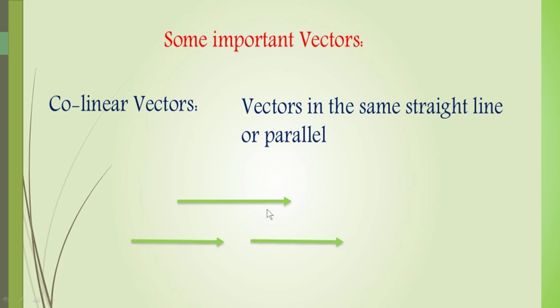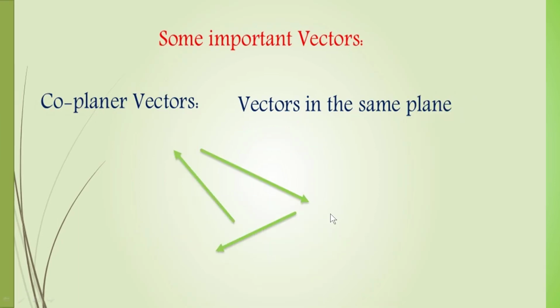Collinear vectors: vectors in the same straight line or parallel. If these vectors are parallel to each other and directed along the same direction, they will be known as collinear vectors. Their direction is the same. Coplanar: they must be lying in the same plane. Like if these vectors are lying in the xy plane or yz plane or whatever, then these are coplanar vectors. If they are along the same direction, they are collinear. If they are in the same plane, they are coplanar vectors.